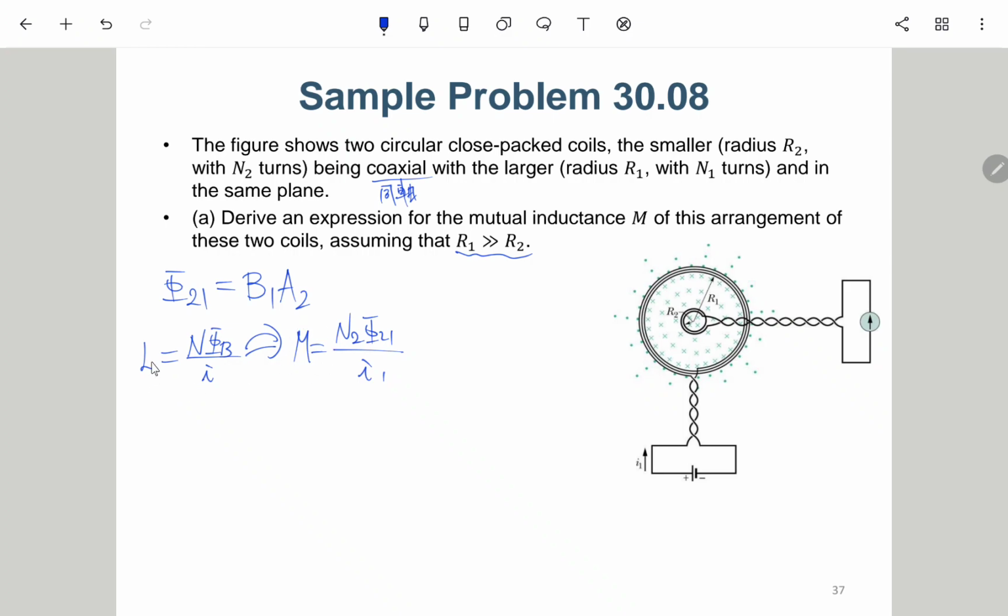So we try to change this equation from the inductor to the mutual inductance. We change L to M, and for N phi B, of course we should consider coil 2, so we have N2 times phi 2 1. For the current, the B1 comes from the first coil, so we have I1. Then we can put this in, so we have N2 B1 A2 over I1.